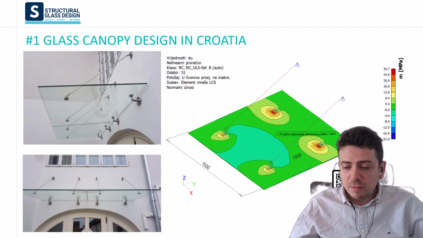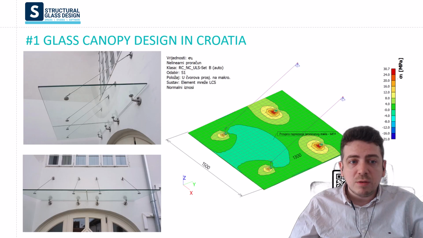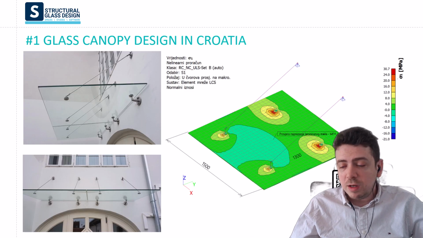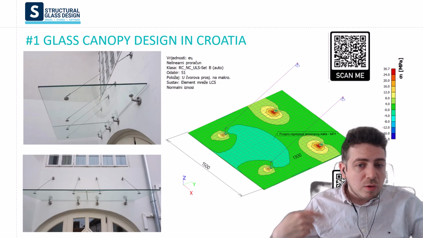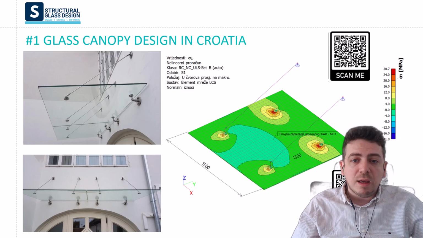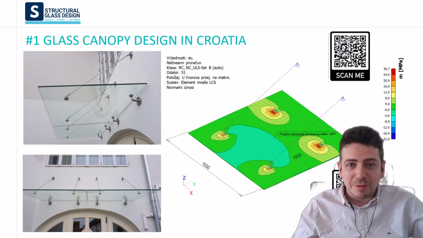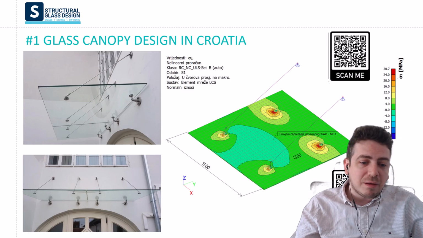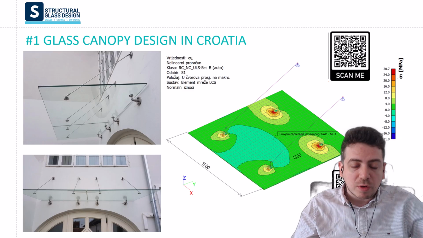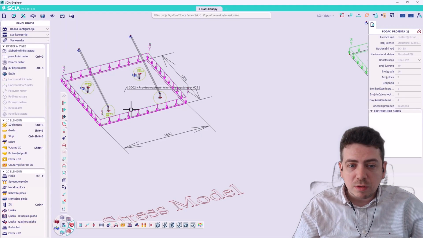And now just some quick case studies. You have here a glass canopy design in Croatia. If you scan this code, you can read more in a dedicated article. It's in a small town, Požega, and it was a nice project done by one of the users.